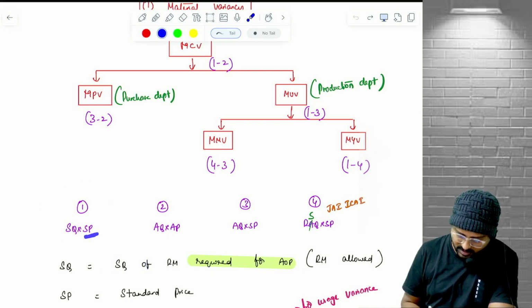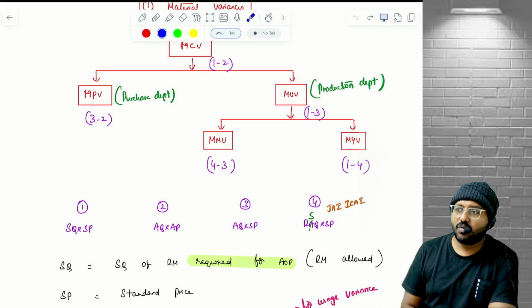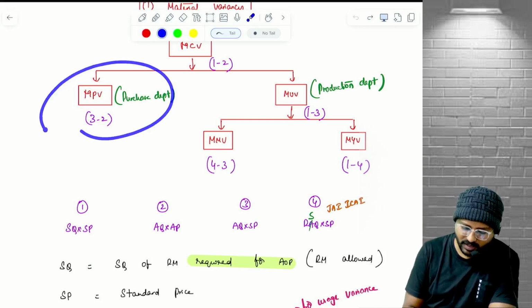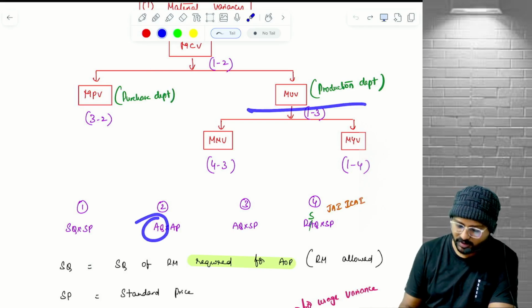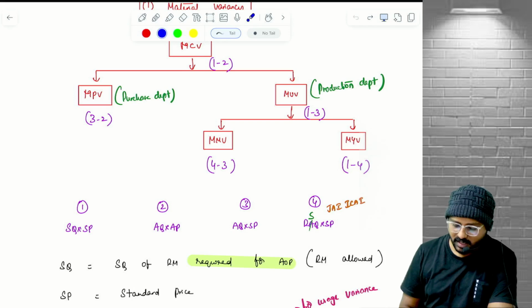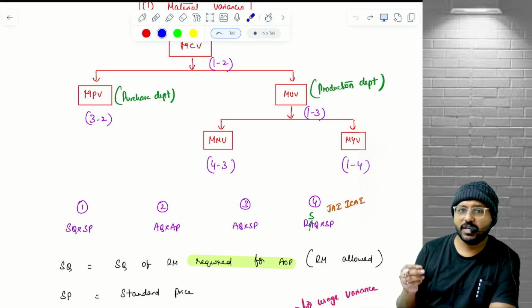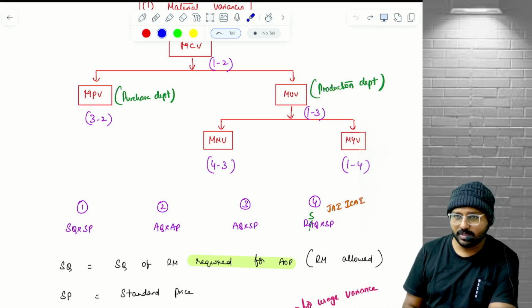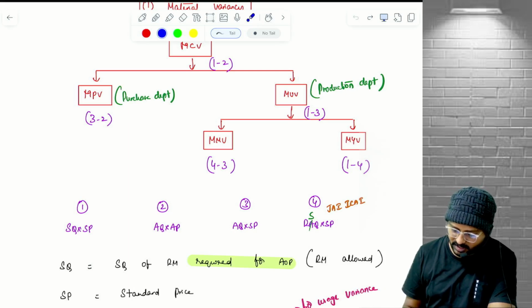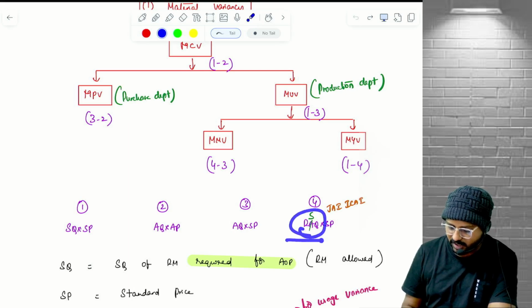Next, SP means standard price per unit of raw material. AQ means what, Nana? Actual quantity purchased when you are calculating price variance. Actual quantity consumed when you are calculating usage variance. If there is no information with respect to the quantity purchased, then for both the variances, we'll be taking AQ consumed only. Actual quantity of raw material consumed for actual output. Next, SP is standard price, AP is actual price. This is important.